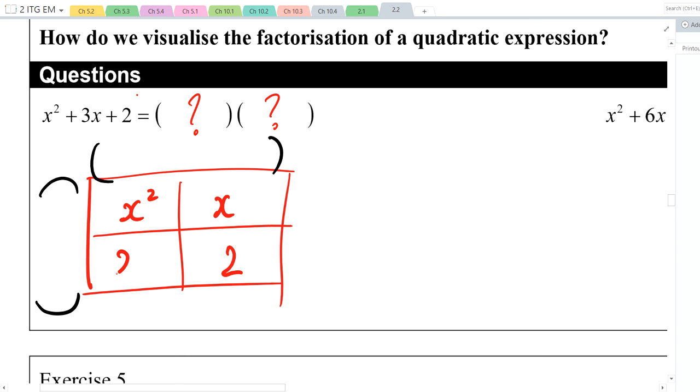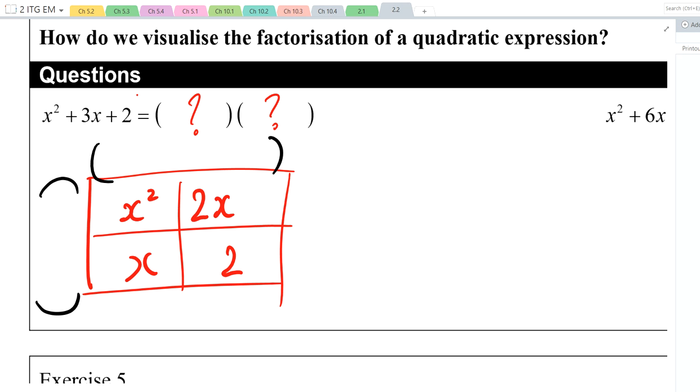X and 2x. Okay, this is one possibility, right? I'm not saying that this must be the answer. This is one possibility. Is there another possibility? Yeah, how about this? 2x over here and x over here. Is this also possible? Yes. Any other possibilities that you can think of?